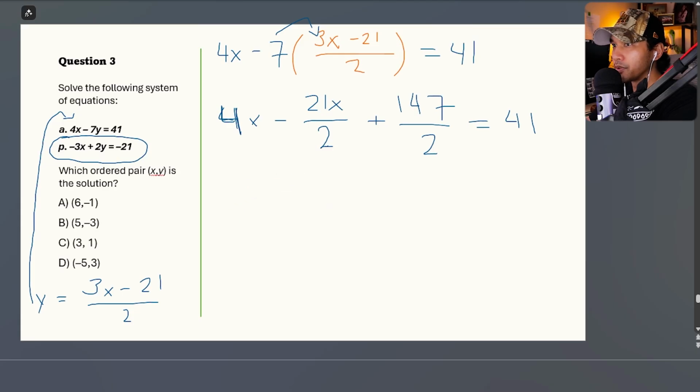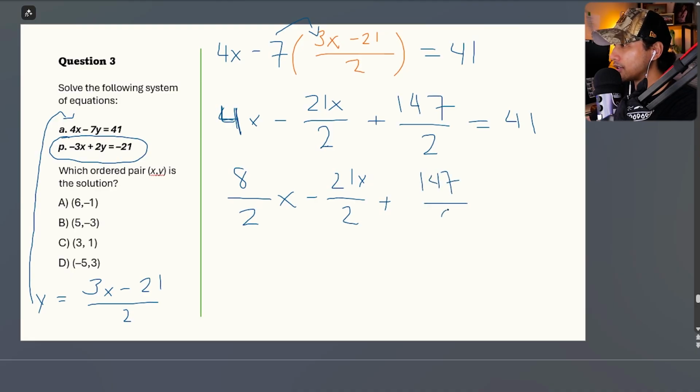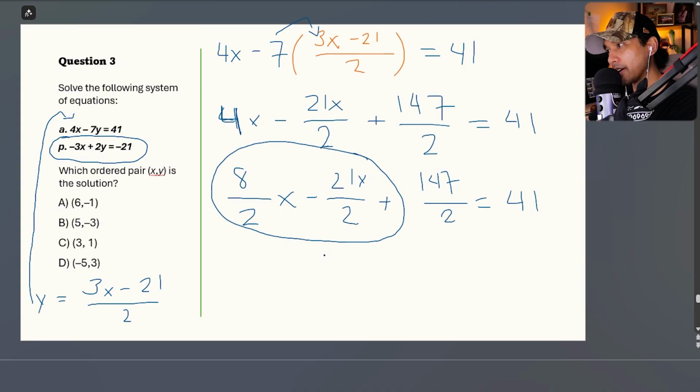So hopefully you screenshotted that because that is basic algebra. I'm going to manipulate the equation a little bit. So that's all I did. 8 over 2 is just 4, because 8 divided by 2 is 4. So we get that 21x divided by 2 plus 147 divided by 2 equals 41. Let's combine these two over here, and that is going to be minus 13x over 2, right?